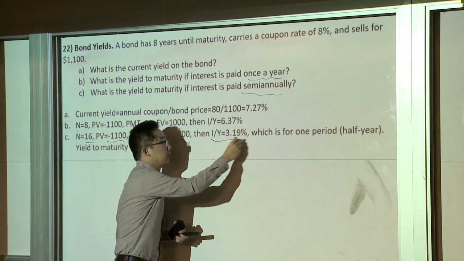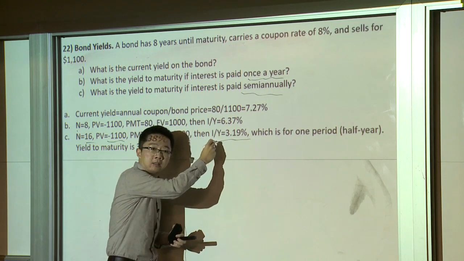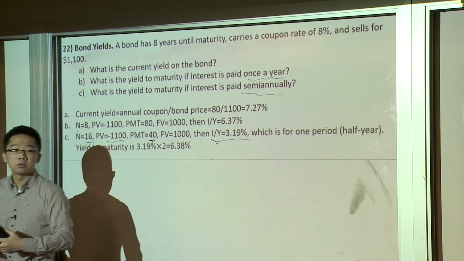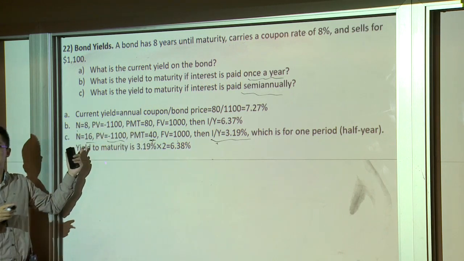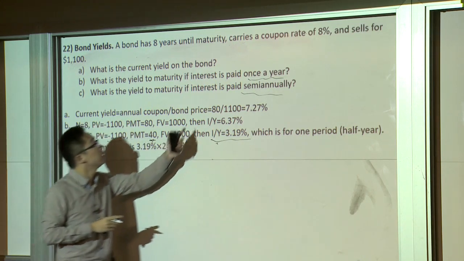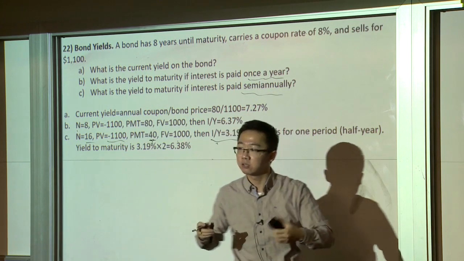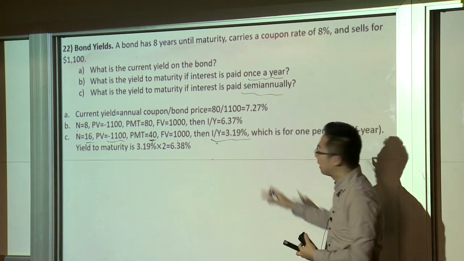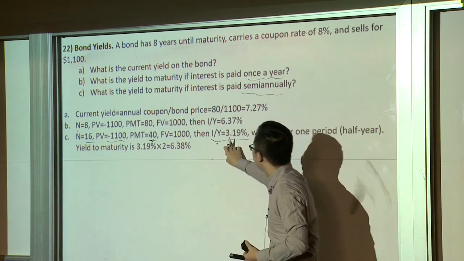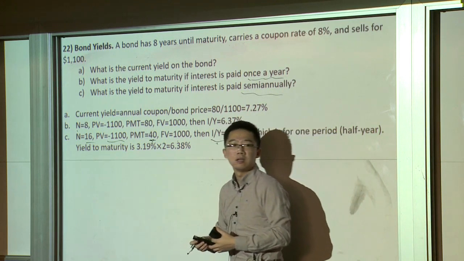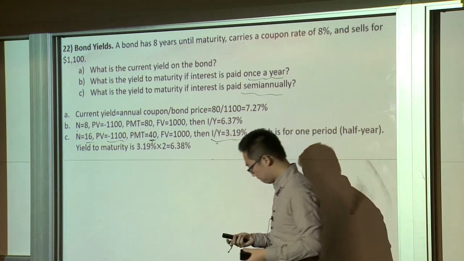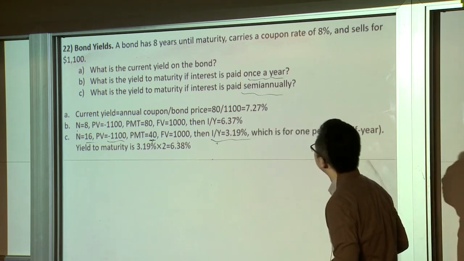We got I/Y. What is that I/Y? That I/Y is the yield for one period. We have 16 periods in total. That's for one period. But yield to maturity is an annual term, so we're going to need to multiply by 2. We multiply that 3.19% by 2 and get 6.38%. Okay, good.